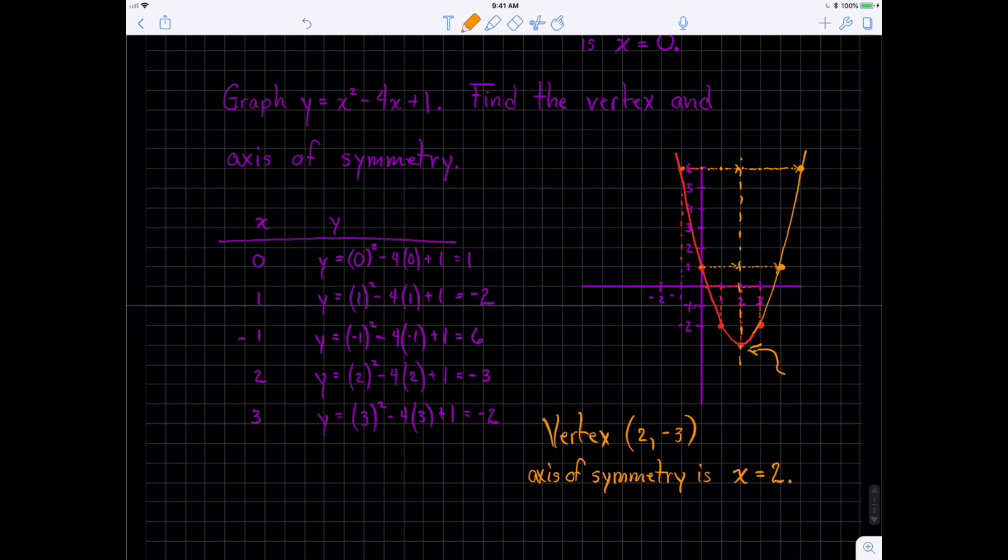And that is how you use a little bit of intuition and an XY table to graph a parabola.